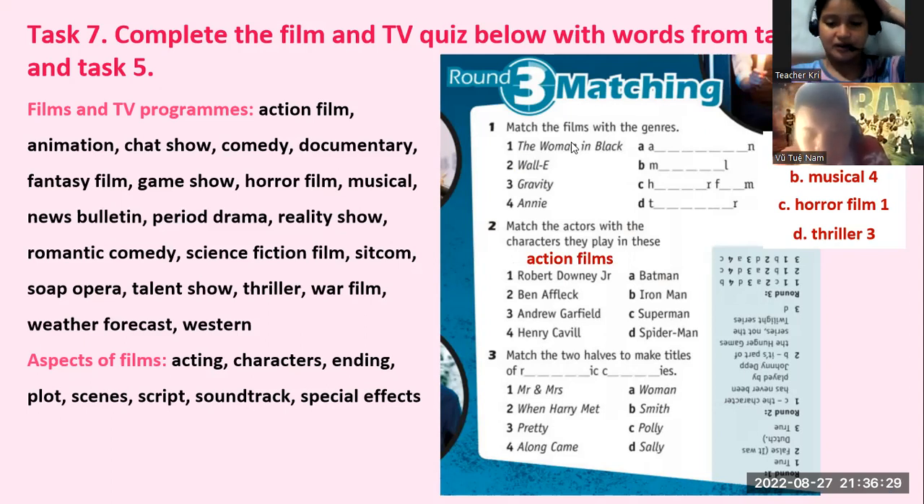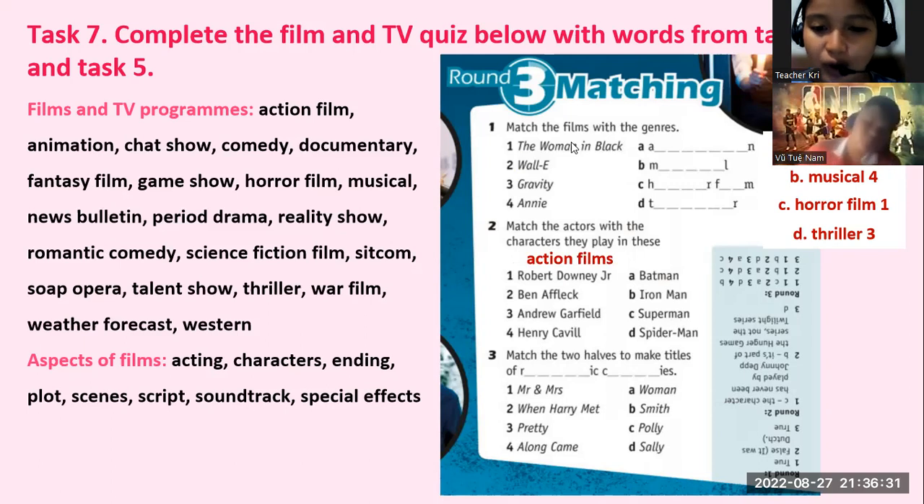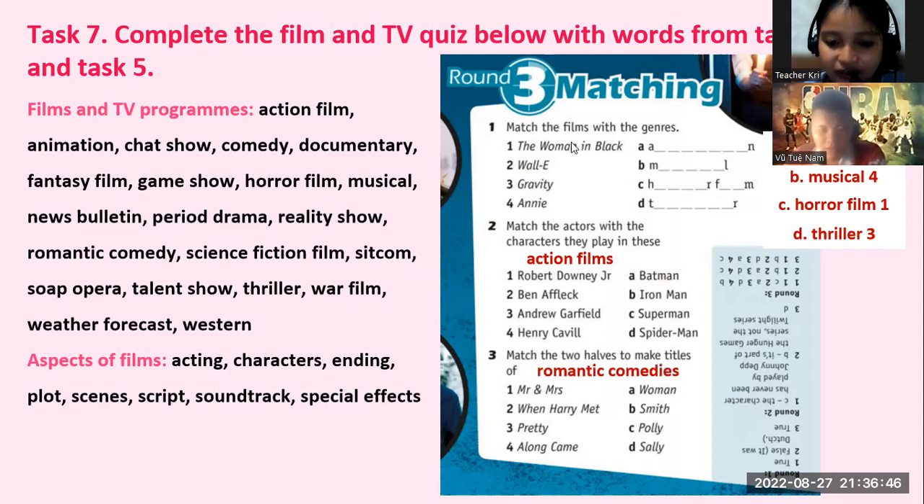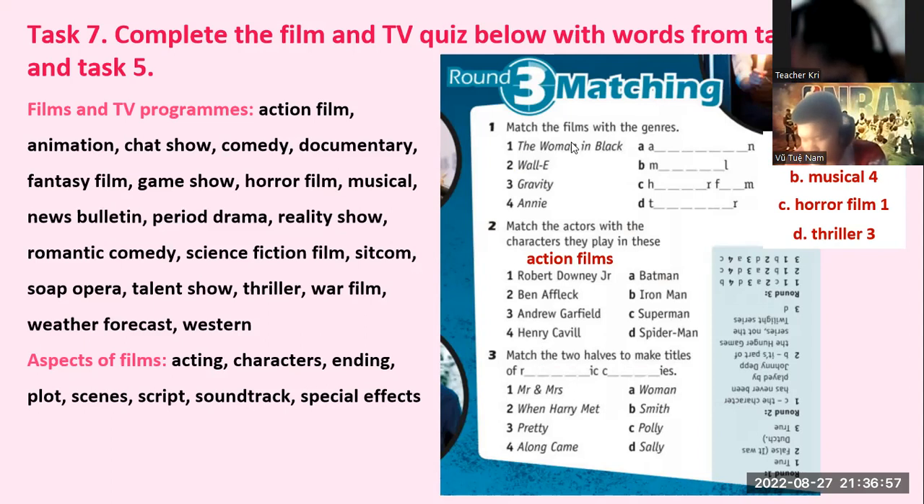Okay, so let's have number 1, Robert Downey Jr. So what do you think is his movie? Is it Batman, Iron Man, Superman, or Spider-Man? It's Superman. Okay, so number 1 is letter C. Okay, wait for a while. So number 1 is Superman.